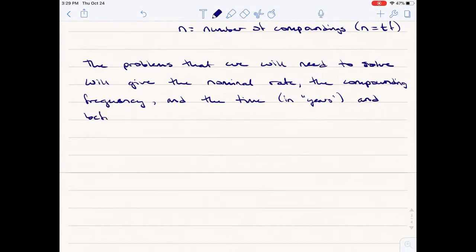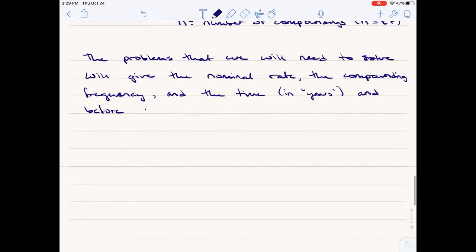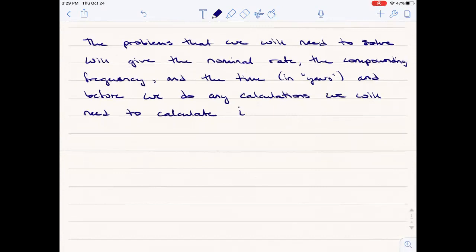And before we do any calculations, we'll need to find I and N, the periodic interest rate and the number of compoundings. Before we do any calculations, we will need to calculate I, the periodic interest rate, and N, the number of compoundings.